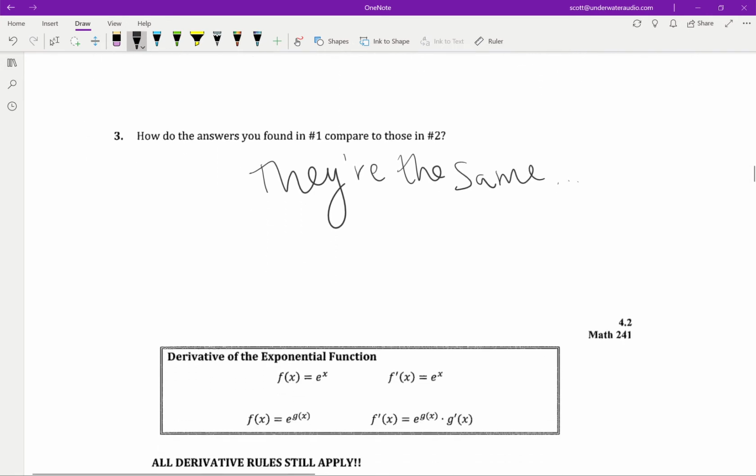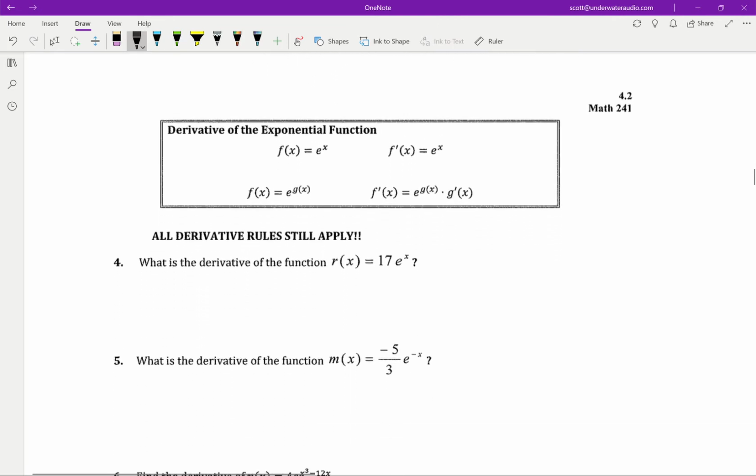So what does that mean? It means that the function e to the x and its derivative are the same. This is sometimes called an identity, where you have something and you do something to it and it doesn't change it. So e to the x is the identity when you use a derivative. But don't forget that if you have like e to the 5x, you still have to use the chain rule and do e to the 5x times the derivative of 5x.